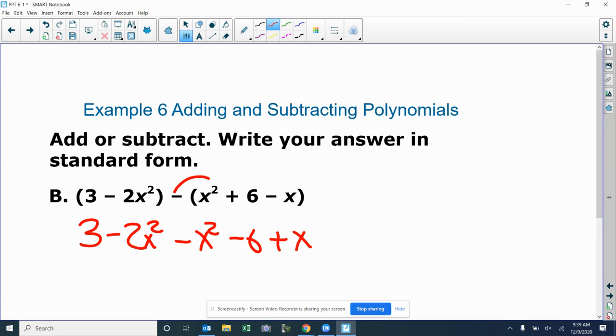Degree of 2 is my highest. I got negative, so it looks like that's going to be negative 3x squared. I'm going to end up with plus x, and I'm going to end up with minus 3. So the lead coefficient here is negative 3, and my degree is 2.